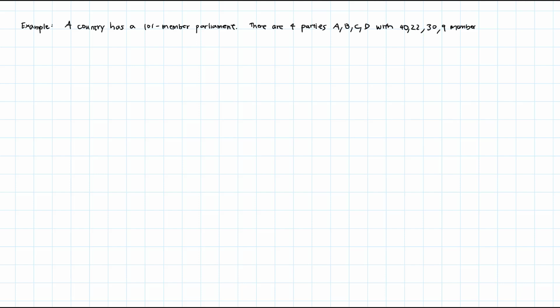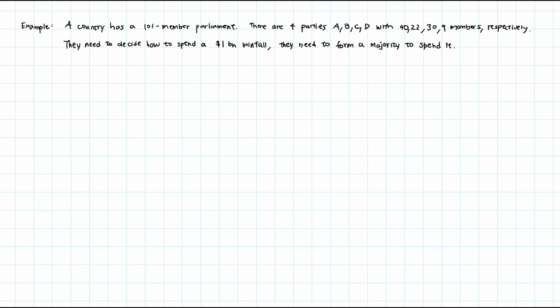Here are 2 more examples of cooperative games. Suppose we have a country that has a 101-member parliament. There are 4 parties, A, B, C, and D, and they have 40, 22, 30, and 9 members respectively. Now they need to decide how to spend a $1 billion windfall. To do that, they need to form a majority to spend it. So in this case, the set of players is A, B, C, and D, and the characteristic function is v(S), which is 10^9 if the parties in S have at least 51 members. It will be 0 otherwise.